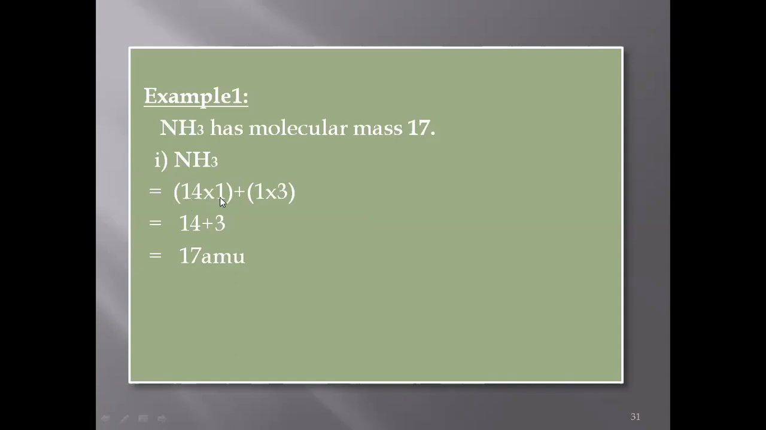It will be multiplied by the number of atoms of nitrogen, as nitrogen has one atom. So the mass of nitrogen will be multiplied by 1. We will use the plus sign because we have to add up the masses. Then put the mass of hydrogen, that is 1, multiplied by its number of atoms, which is 3. After solving these small brackets, we will get the mass 17 AMU.